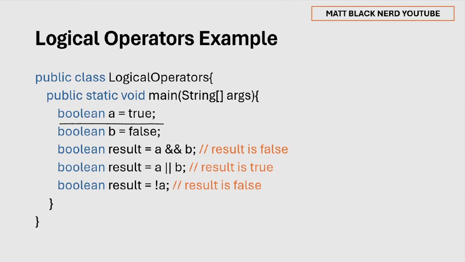In this statement, variable a of type boolean is initialized to true. The variable b of type boolean is initialized to false. In this statement, the expression a ampersand b returns false. In this statement, the expression a pipe b returns true. In this statement, exclamation a returns false.